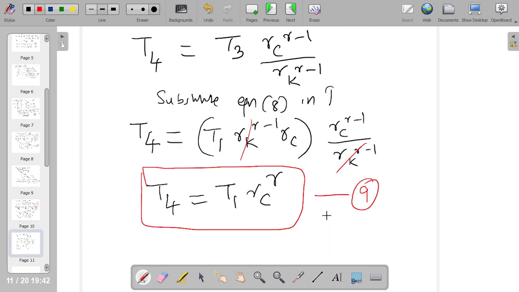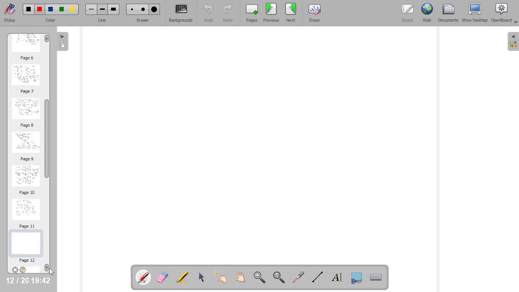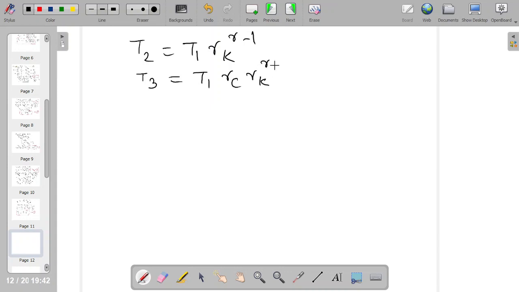So refer to equations 7, 8 and 9. Maybe we can write them together. Equation 7 is T2 is equal to T1 RK raised to gamma minus 1. Equation 8 is T3 is equal to T1 RC RK raised to gamma minus 1. And equation 9 is T4 is equal to T1 RC raised to gamma. So we have successfully expressed every temperature in terms of T1.